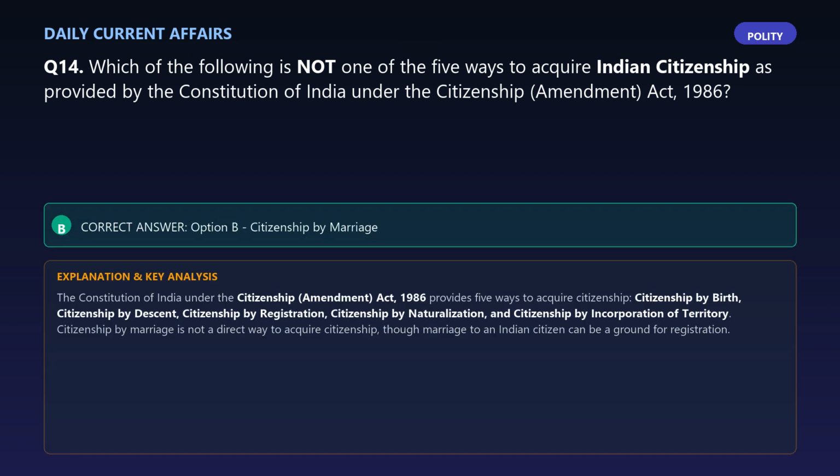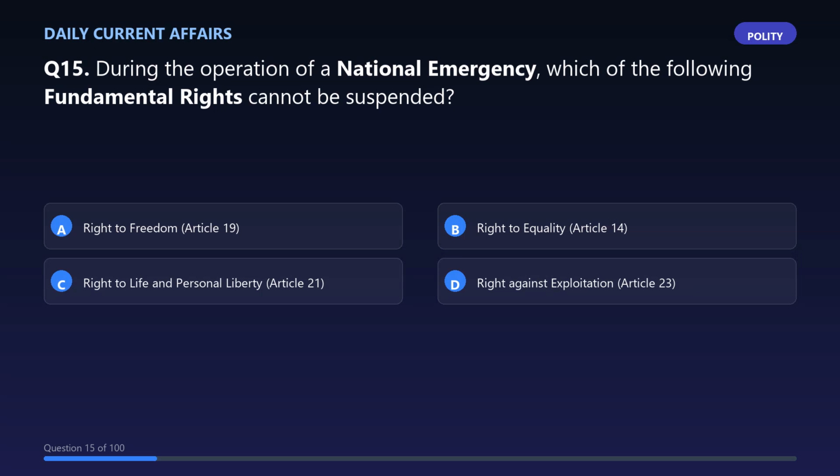The correct answer is option B, citizenship by marriage. Explanation: The Constitution of India under the Citizenship Amendment Act, 1986 provides 5 ways to acquire citizenship: citizenship by birth, citizenship by descent, citizenship by registration, citizenship by naturalization, and citizenship by incorporation of territory. Citizenship by marriage is not a direct way to acquire citizenship, though marriage to an Indian citizen can be a ground for registration.